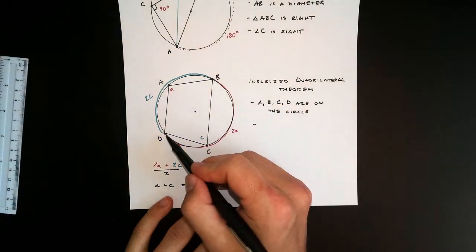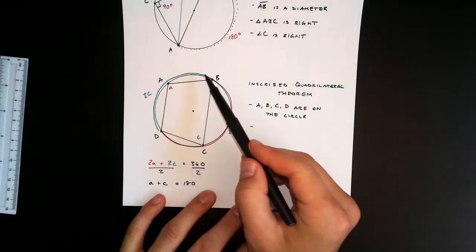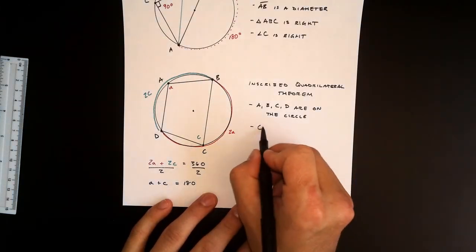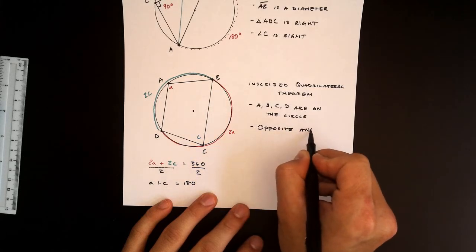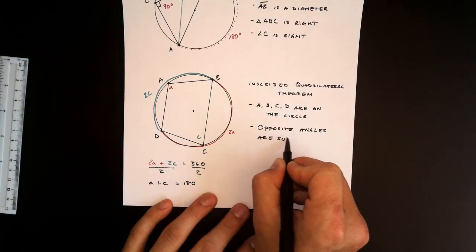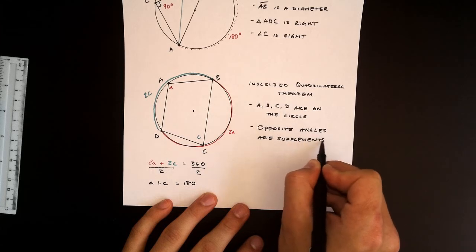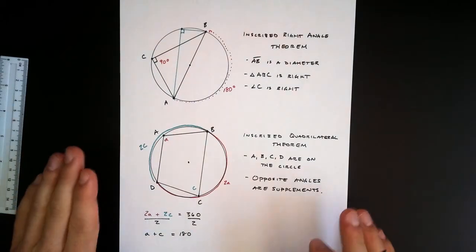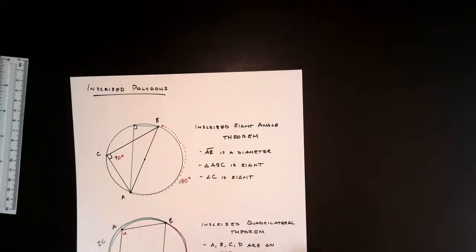And we can do the same thing with our other pair of opposite angles, right? Together, the arcs that match up with those make up the entire circle. So cutting it in half, we also get supplements. So opposite angles are supplements. Okay, so two important theorems dealing with inscribed polygons. Let's use both of these in an example.